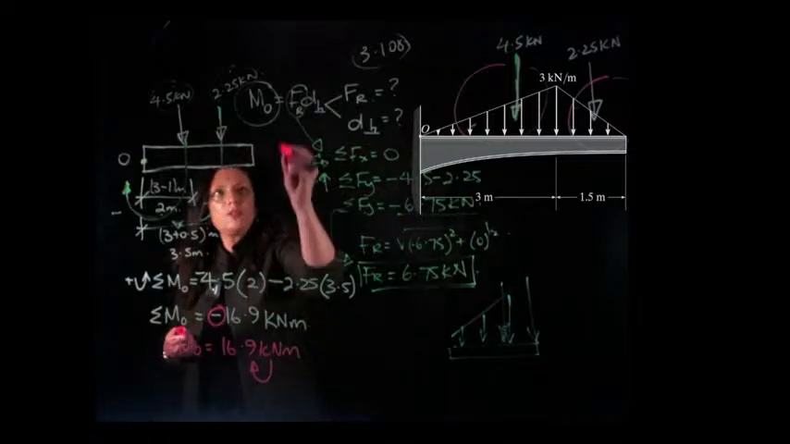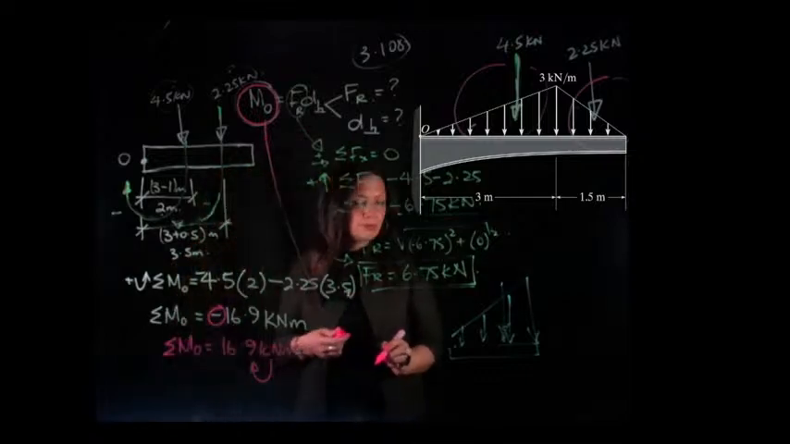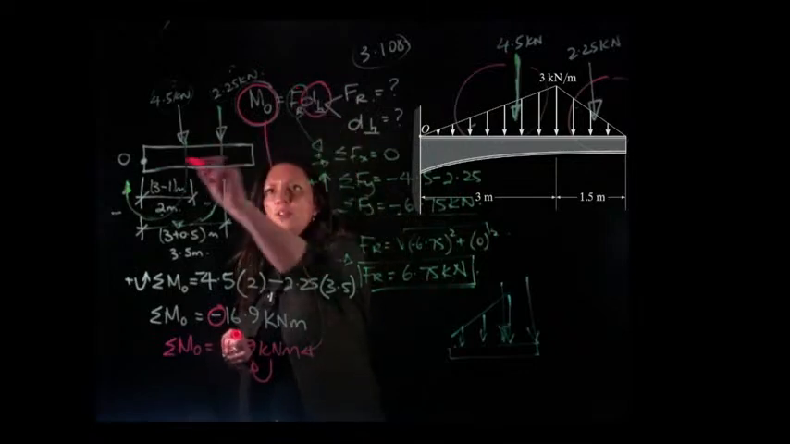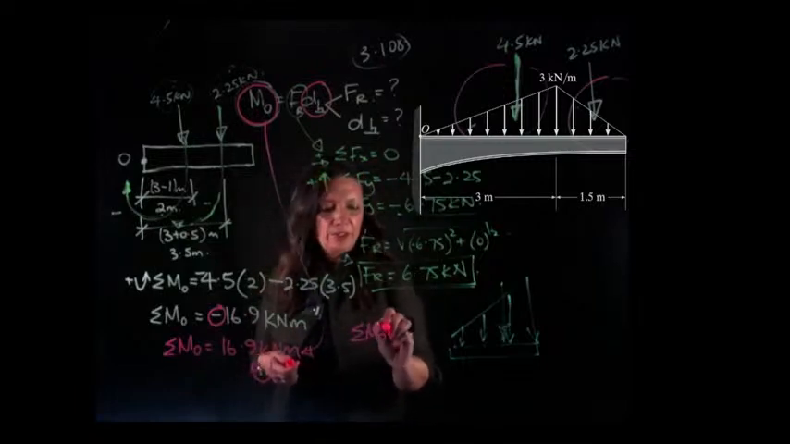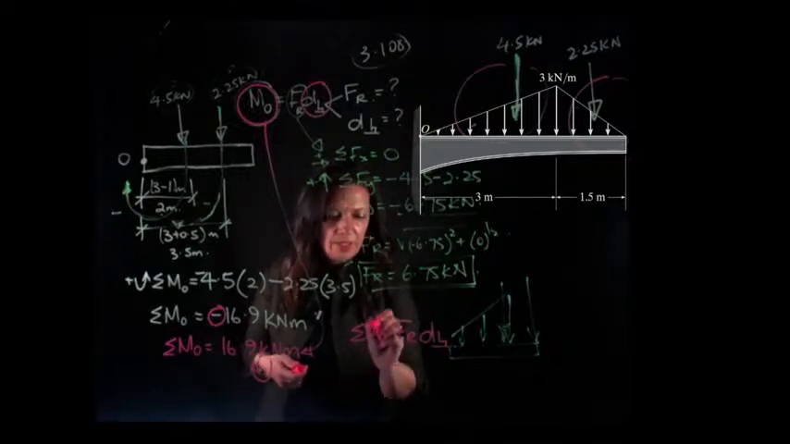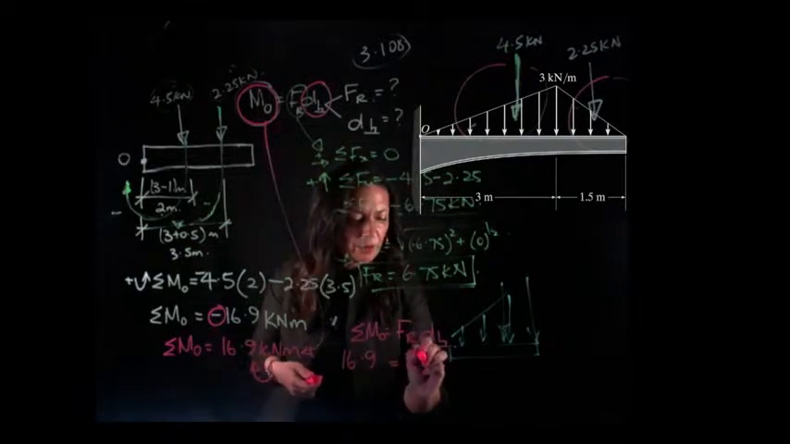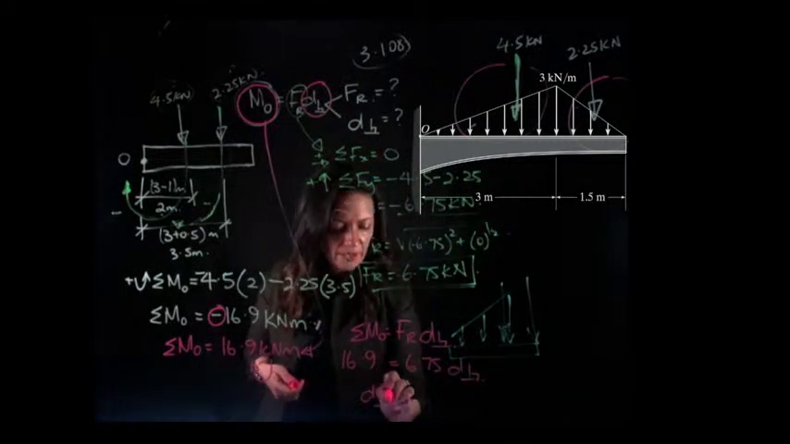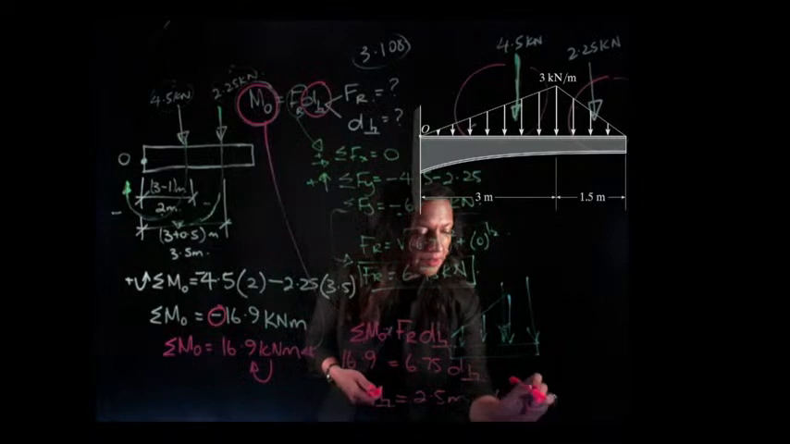So if we go back up to this equation here, we have the moments. So now I can calculate the position that my resultant force sits on that beam. So the sum of the moments around 0 has to equal F resultant times D perpendicular. So that's going to be 16.9. Our resultant force is 6.75, and I can calculate my perpendicular distance. So my distance is going to be 2.5 metres, and that's from 0.